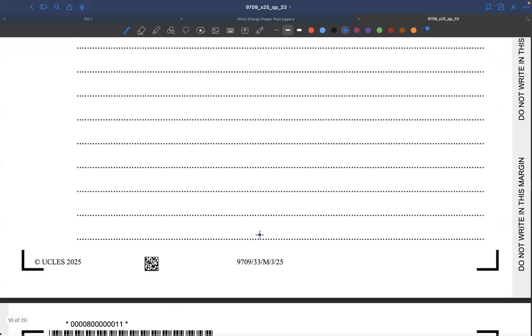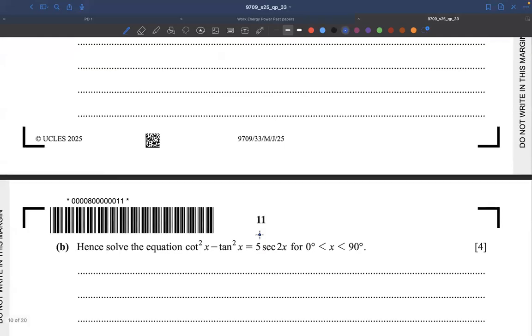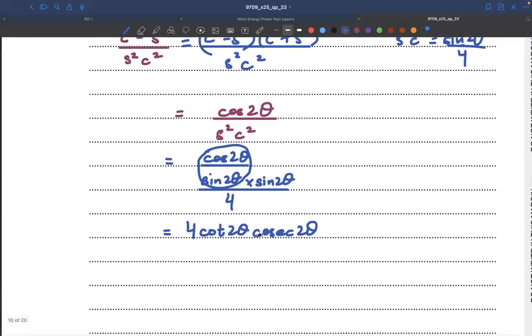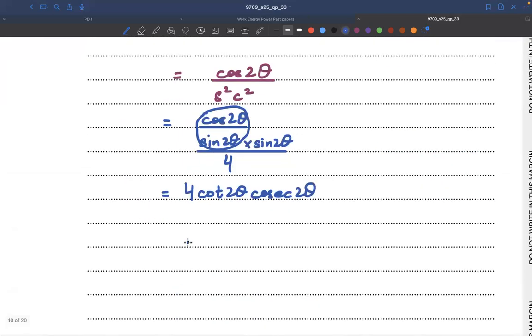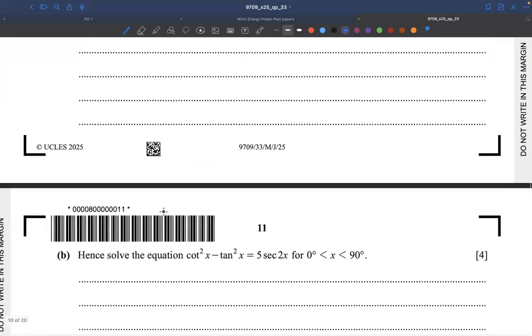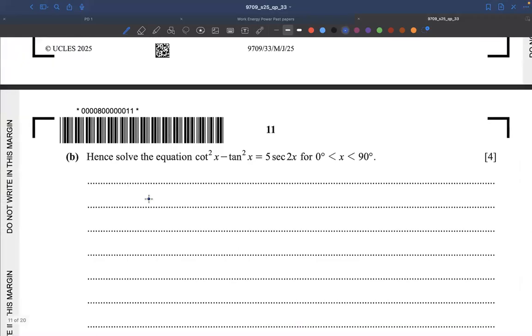Now in part B, it says, hence solve the equation cot squared minus tan squared equals 5 sec 2x. We already have proven this identity for cot squared minus tan squared, so let's write 4 cot 2 theta cosec 2 theta over here. So in place of this, we'll write 4 cot 2 theta cosec 2 theta is equal to 5 sec of 2 theta. We'll just write in x in the next step.